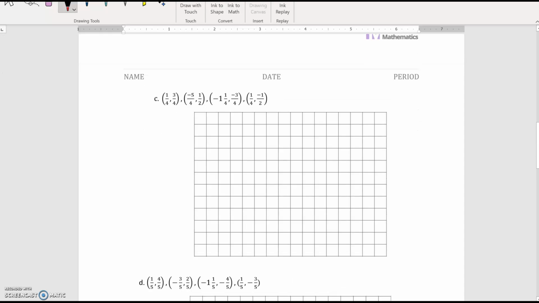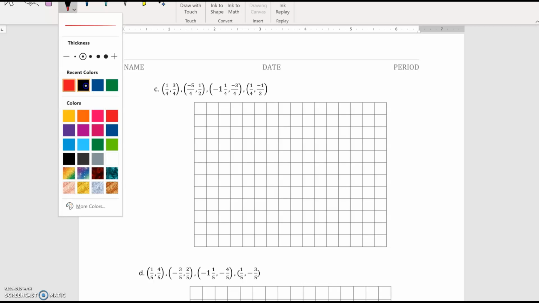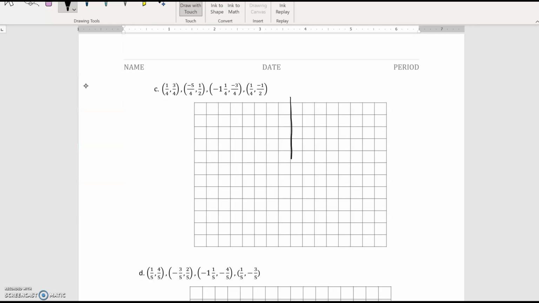Alright, now we're going to see some fractions, and before you get intimidated, we can make this easy for ourselves by counting by numbers that make it friendly. So again, we're going to do our steps, and we're going to plot our axes. Then we're going to analyze each group of x and y values.